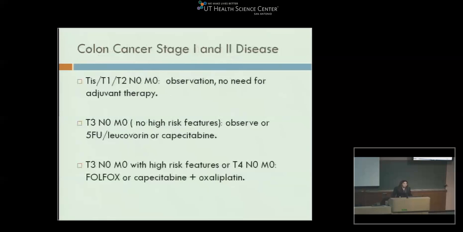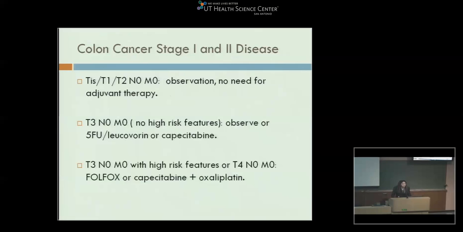Let's talk about the management of these real quick. If you have a colon cancer, not rectal, but colon cancer, stage 1 and stage 2 disease, first, stage 1, T1, T2, N0, it's pretty much after resection is observation. There's no need for adjuvant therapy. These are the latest guidelines published by the NCCN this year. And as you can see, this is different.